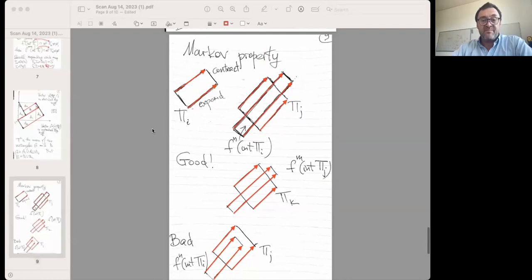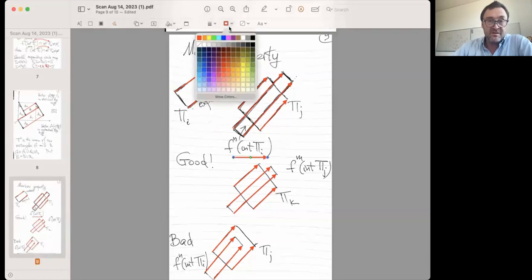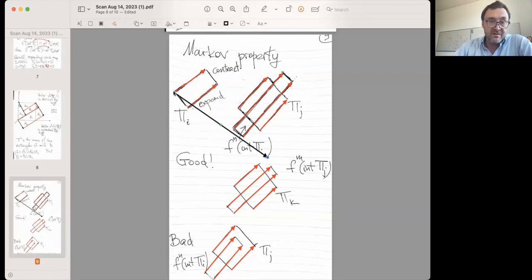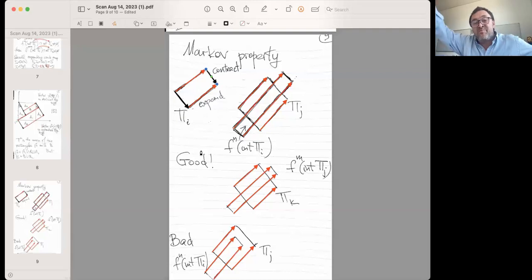It turns out that we are happy when the following picture holds true. Let me try to explain it with a little bit more detail. I have a rectangle pi I, and I want to see how rectangle pi I intersects rectangle pi j. You could remember from my previous discussions that rectangles have red sides and black sides. The black sides are going to shrink and the red sides are going to be expanded. So if, when I take the image of a rectangle pi I, it cuts rectangle pi j all the way across, then this is a good crossing.